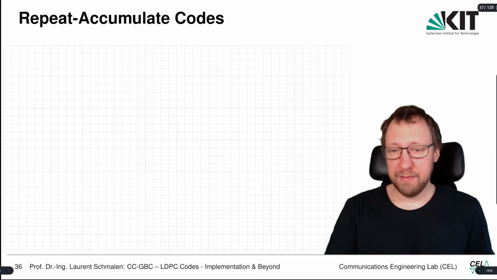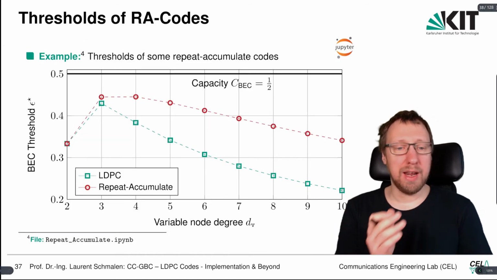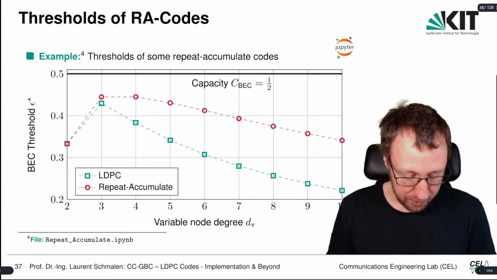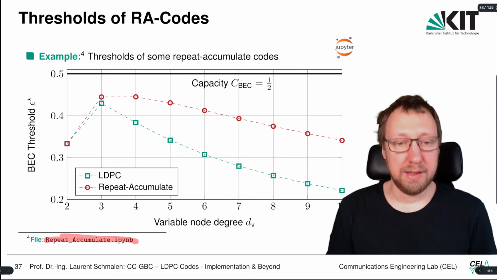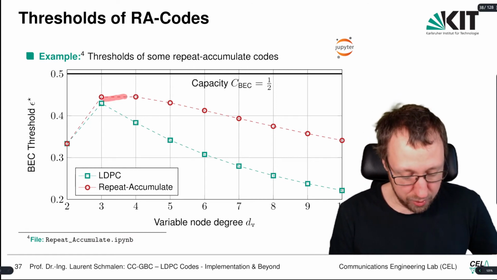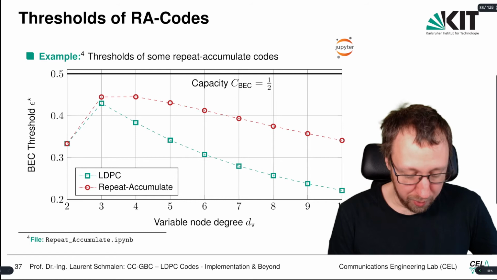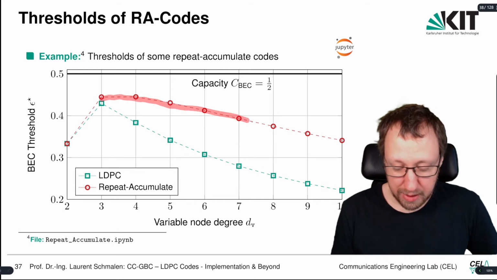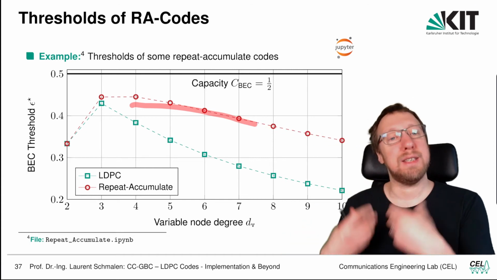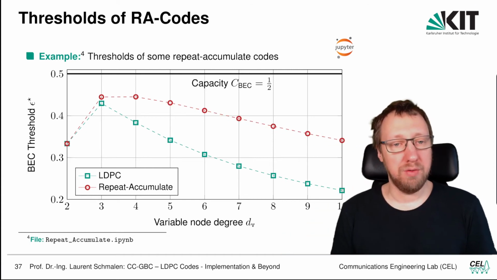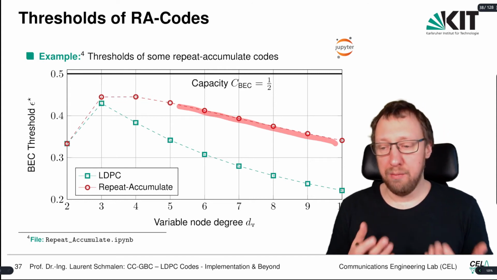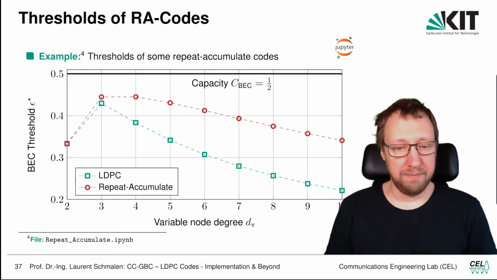All right, so here you can calculate some thresholds of repeat accumulate codes. This is being done in this Python notebook that we have. And we can see that the thresholds outperform LDPC codes. This is essentially because of this extra structure and these extra variable nodes of degree 2 that we have added here and that actually improve the threshold.